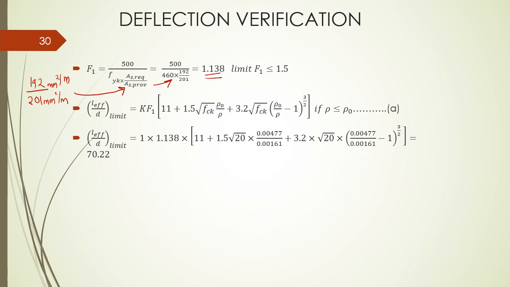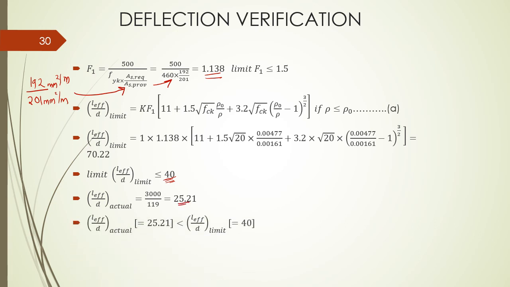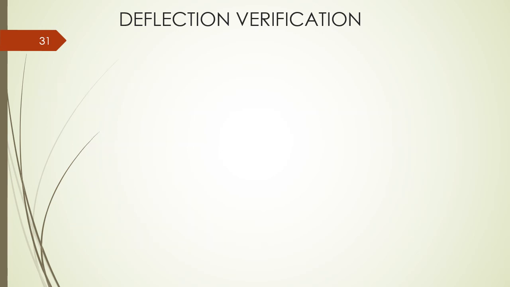We replace all these values in equation A. We find that the limit of the span to depth is 70.22, but the code stipulates we should not allow that to exceed 40. So we compare it with our actual span to depth, which is 3000 over 119, get 25.21. And since that is less than 40, then our slab is adequate in deflection.